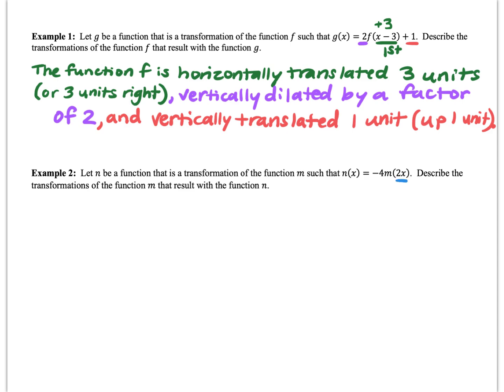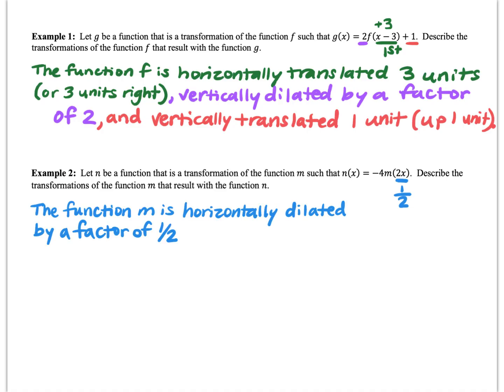So this 2x, when it's in the parentheses, it does the opposite of what you see. So when I see a 2, it's actually the reciprocal of 2, so 1 over 2 for the horizontal dilation. So in a sentence, we want to state that the function m is horizontally dilated by a factor of 1/2.